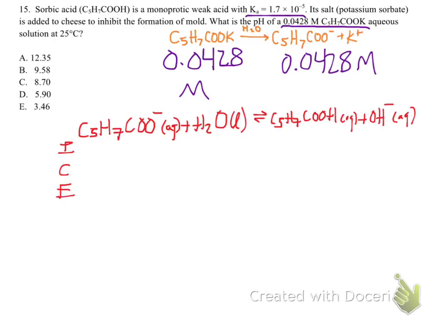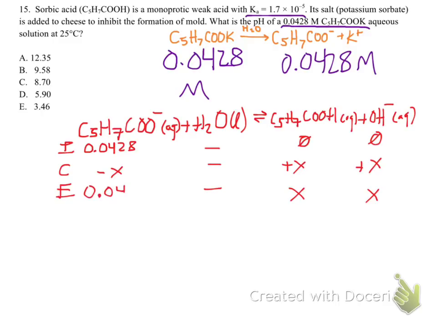ICE, our initial concentration is 0.0428. We don't care, we love it. This is 0, this is 0. The change is going to be minus x. Over here it's going to be plus x and plus x. 0 plus x is x, 0 plus x is x. And this is going to be 0.0428 minus an inconsequential x. As per usual, this will end up being insignificant compared to the initial amount that we started with.